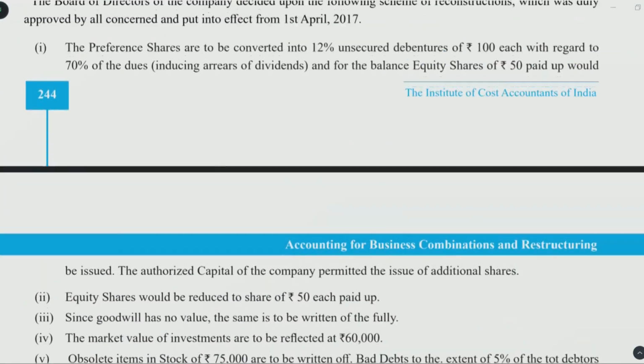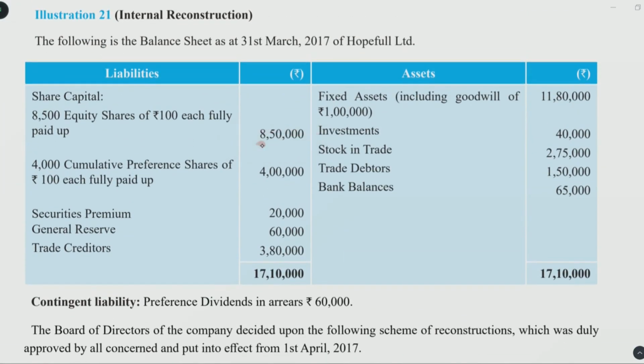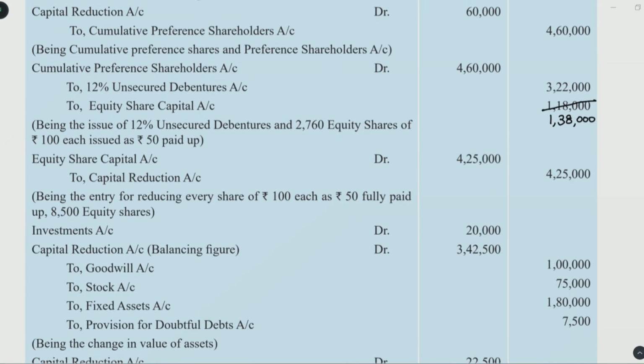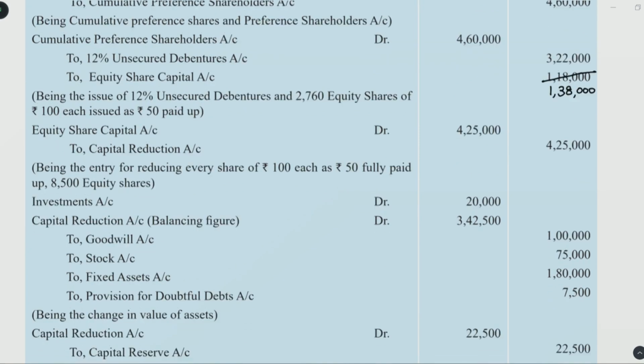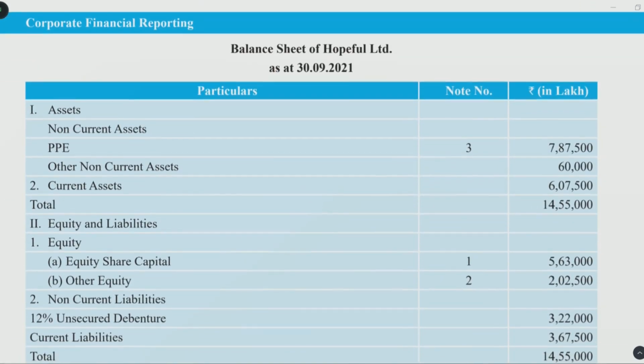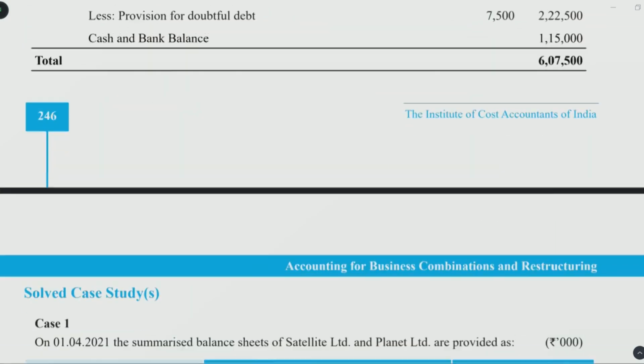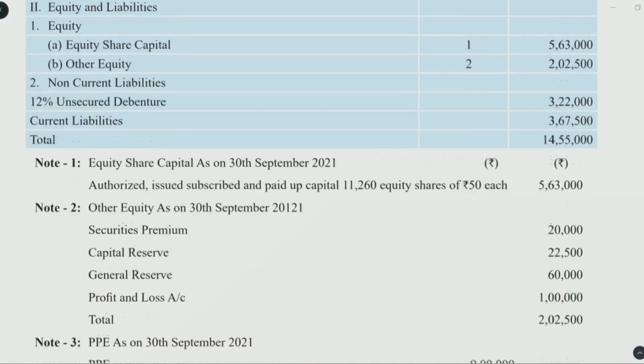Originally, look at the position of equity share capital in the question. It was 8,50,000 and it got reduced by 4,25,000, and then new capital issued was 1,38,000. Correct? So what should remain in the balance sheet is 8,50,000, you take half of that, that is 4,25,000 plus 1,38,000. That should match with the balance sheet figure of 5,63,000. So I am sure you understood this part. How we got 5,63,000 must be clear to all of you. This part.